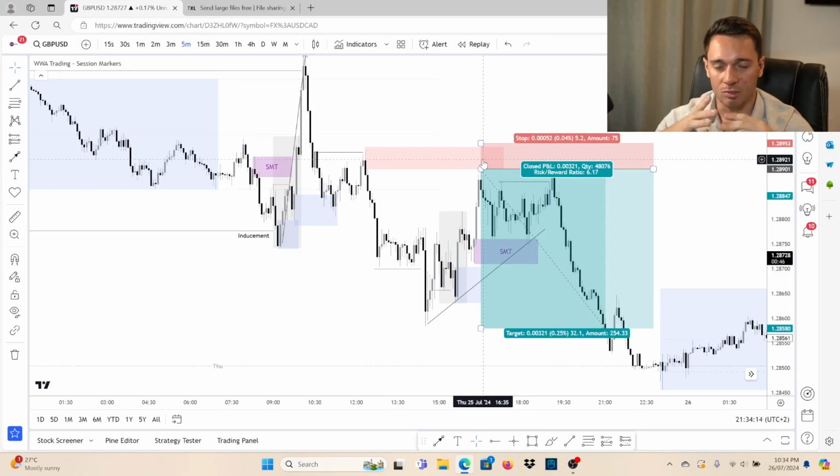Again, this is not overcomplicated. I have more confirmations to enter into the market, but this is just 3 to 4 simple ones that can allow you to actually get into a stage of profitability or get into your funding accounts.